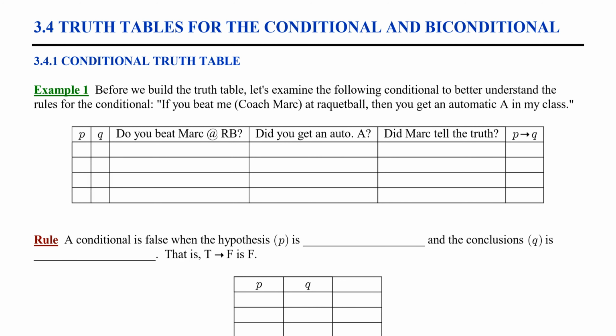Now, let me remind you that a conditional statement is a statement of the form if P, then Q. We can denote it P arrow Q, or another way to read it, P implies Q. This is a one-way street from hypothesis P to conclusion Q. Now, the rules for the conditional truth table can be a little bit confusing. So before we talk about those rules, we're going to examine an actual conditional to get a better intuitive understanding of how these rules work.